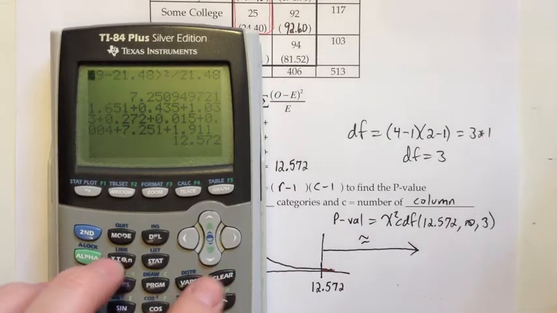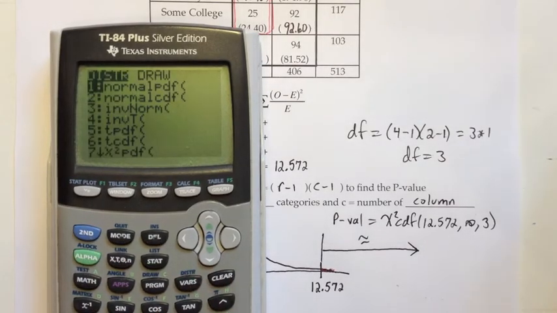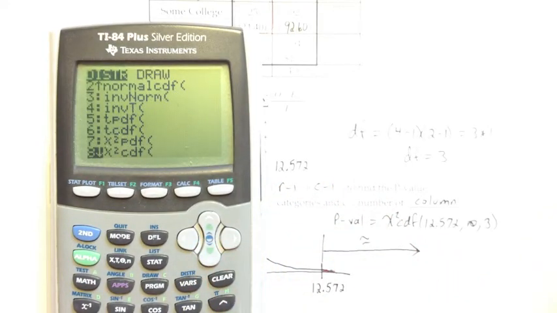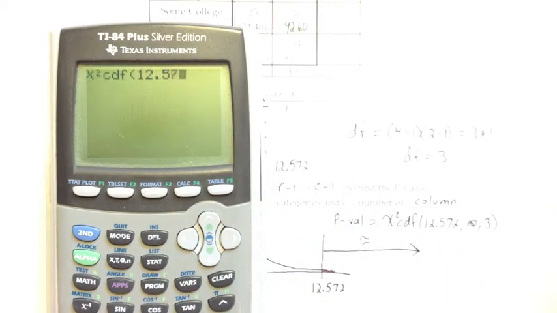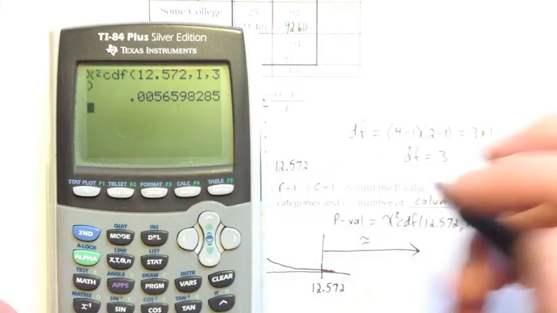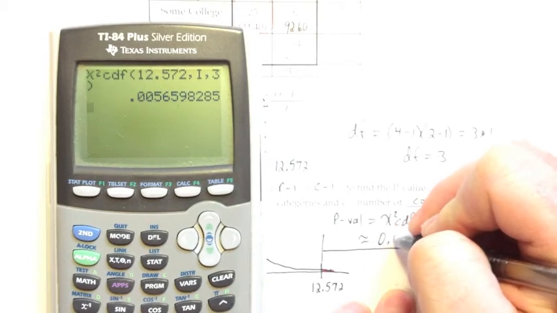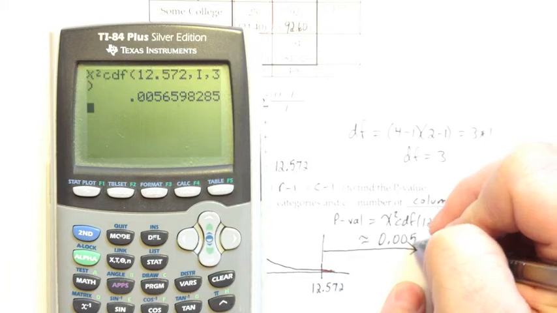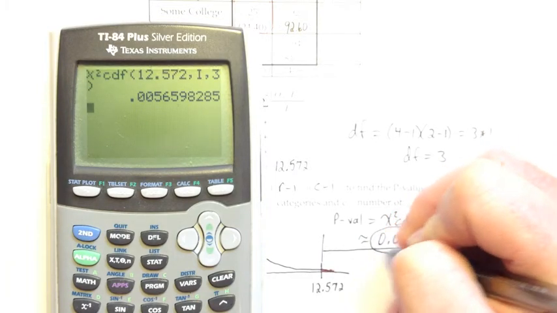So I want to go to the distribution menu, choose chi-squared CDF, left boundary 12.572, right boundary is infinity, and we have 3 degrees of freedom. I expect a very small answer, and I get a very small answer, 0.0057. So that's going to be my p-value for this problem.